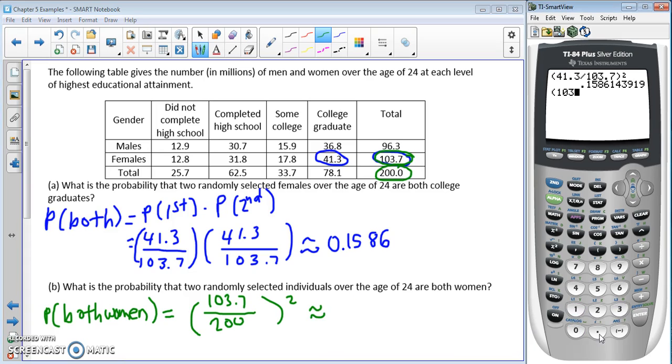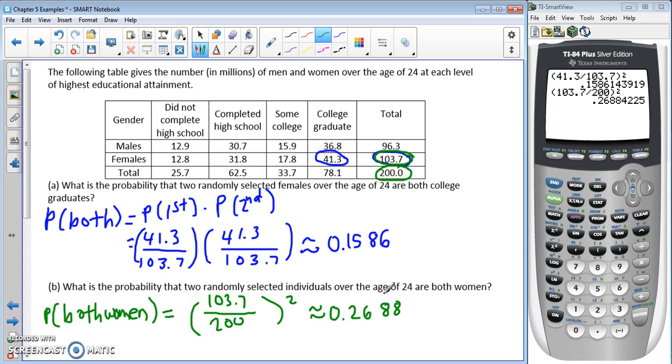So 103.7 divided by 200, and I'm putting that in parentheses because I want to square that whole fraction, not just the denominator. And this is approximately 0.2688. I'm going to go and erase what I have on my table so we can do the next couple of problems here.